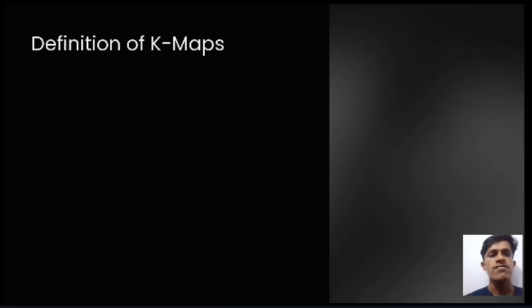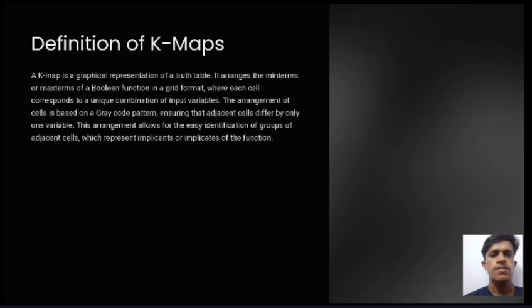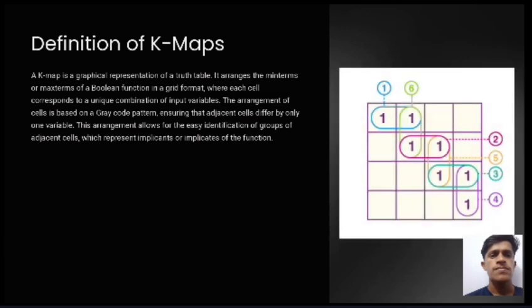Now, let us see the definition of K-maps. A K-map is a graphical representation of a truth table. It arranges the minterms or maxterms of a Boolean function in a grid format, where each cell corresponds to a unique combination of input variables. The arrangement of cells is based on Gray code pattern, ensuring the adjacent cells differ by only one variable. This arrangement allows for the easy identification of groups of adjacent cells which represent implicants or implicates of the function.